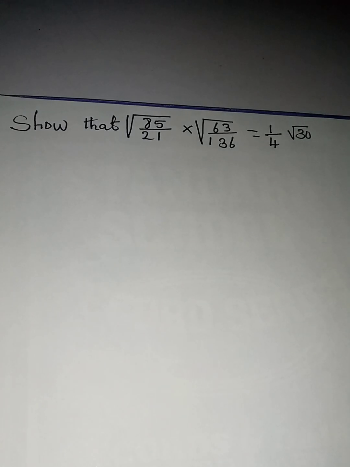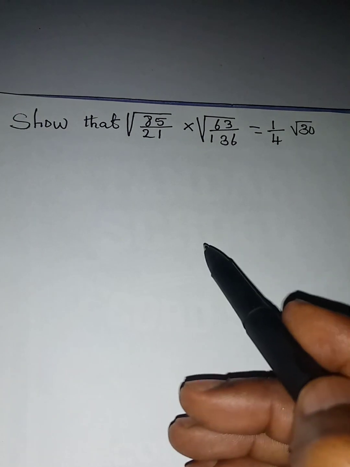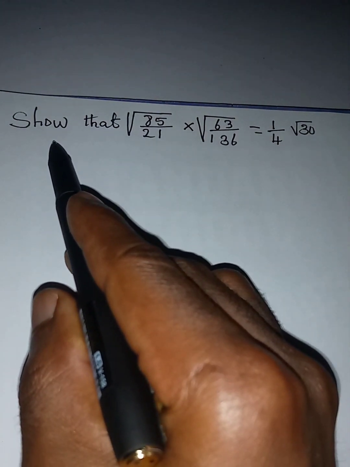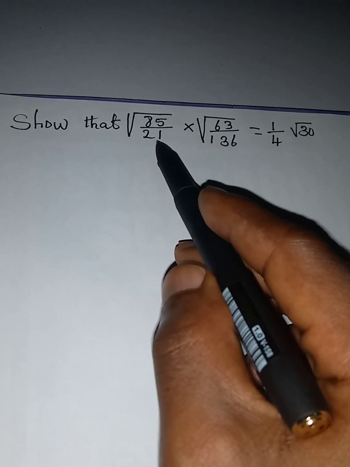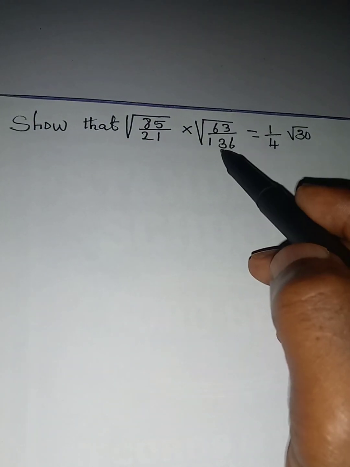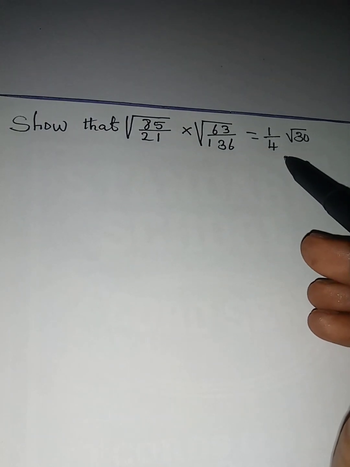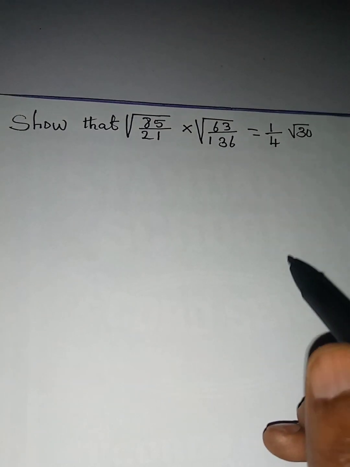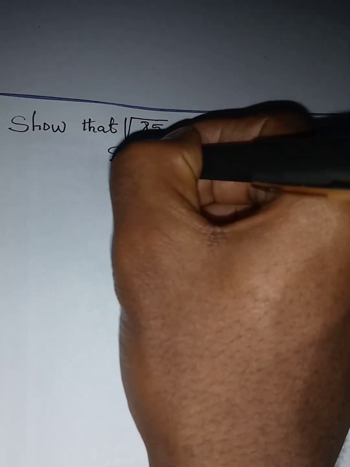Hello everyone, let us solve this problem quickly. We are to show that square root of 85 over 21 times square root of 63 over 136 is equal to 1 over 4 root 30. Let us go into this quickly.